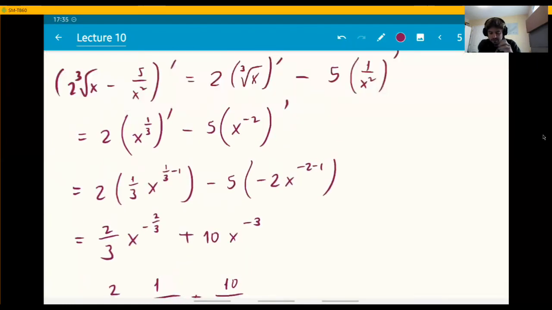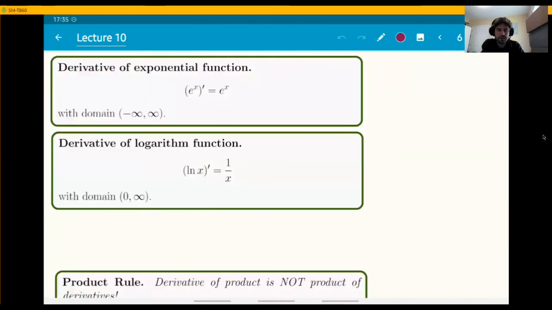So as I said, those were easy formulas. These guys right here, I'm just going to mention. We'll have a few examples involving them later, but we should remember these. The exponential function e to the x, its derivative is itself, e to the x. And the domain is everything because, well, e to the x is defined for all x's. And the natural logarithm, ln, its derivative is 1 over x. The domain is only positive x's.